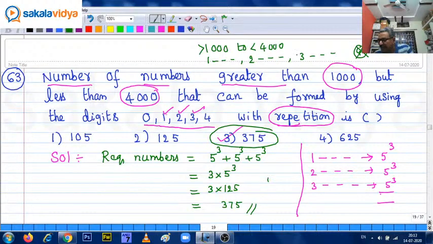But 0 cannot be in all three places? Yes, 0 may be placed, no problem. 0 can be placed. For example, 1030, this is greater than 1000 itself only. Understood now?